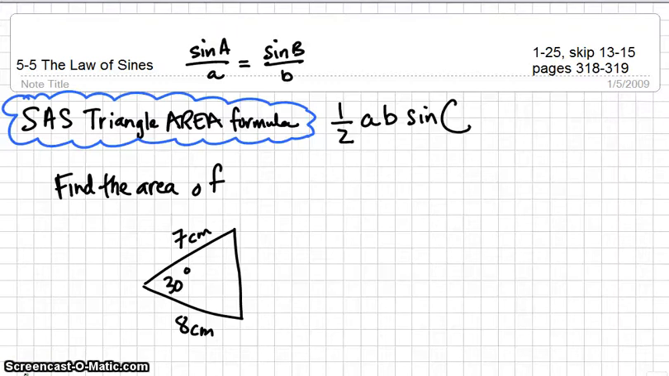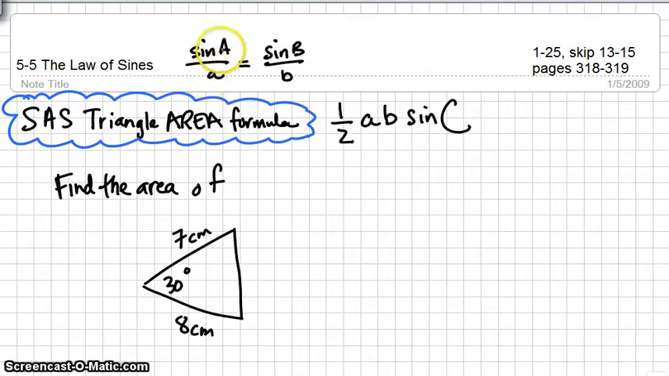This lesson is for FST Lesson 5-5, the law of sines. The law of sines is given to you here. The sine of an angle divided by the side across from it is equal to the sine of another angle divided by the side across from it. It's really important that you know that the capital letters here are angles, the lowercase letters are side lengths, and those angles and sides have a relationship.